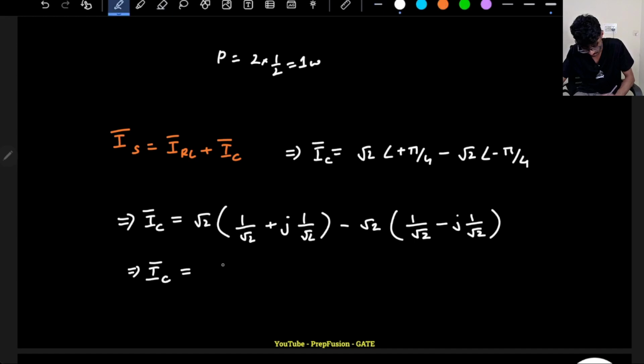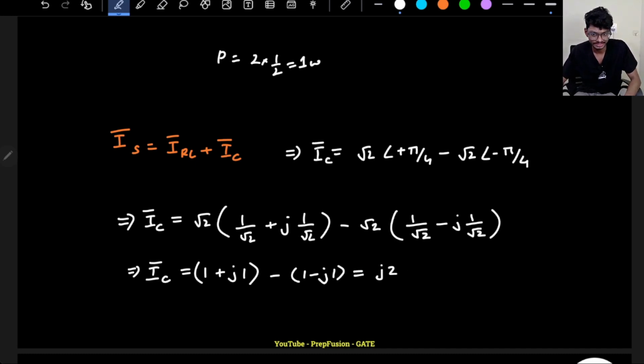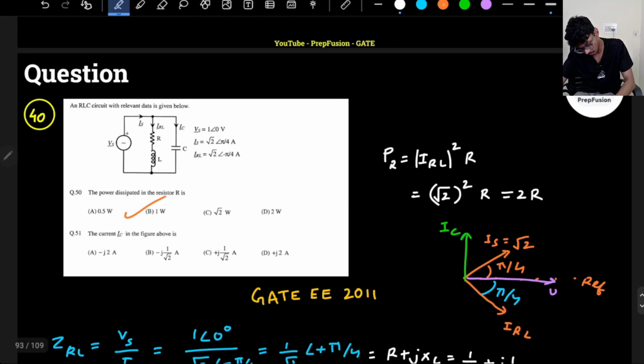So IC will be equal to 1 plus j1, minus 1 minus j1. So ultimately this comes out to be plus 2. So IC is plus j2, that is present in option D. So option D will be the correct answer for this particular question.